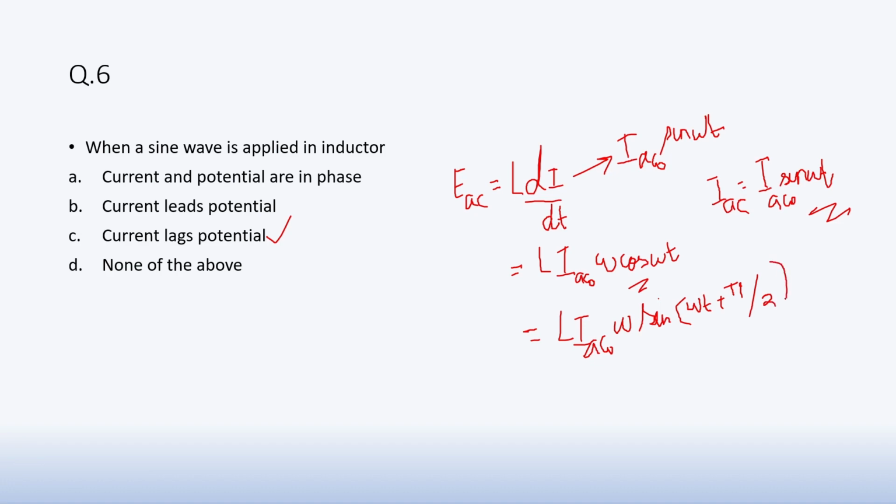So what that means is, if I am applying a current of IAC naught sine omega t, the potential that is developed, which is EAC, can be written as EAC naught sine omega t plus pi by 2. So here the potential is leading the current by 90 degrees. It is in fact the potential which is leading the current, or as you told, current is lagging the potential, and option C is the right answer.